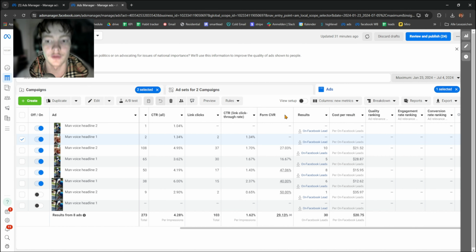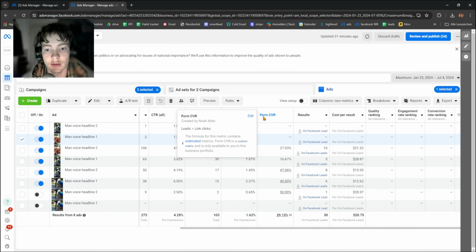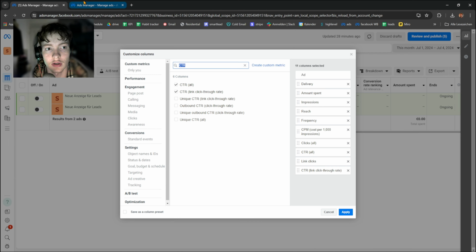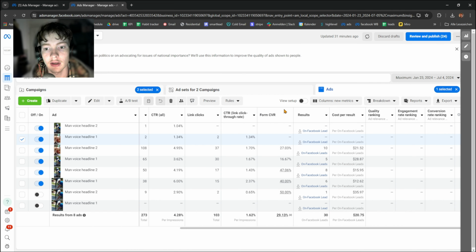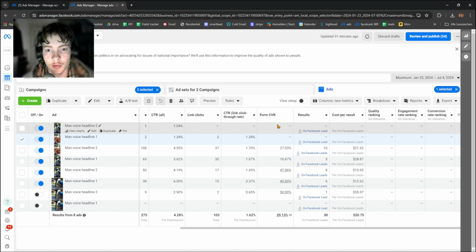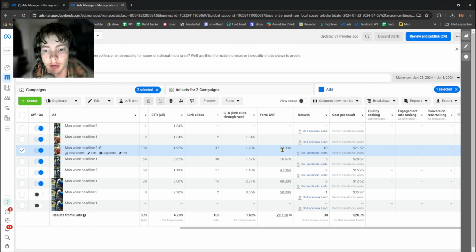Then what we have here is pretty interesting. This is a custom metric. When you search for it here, I called it a form conversion rate. I will have it, but you will not have it because you will have to create this, and I will actually show you how to create this. First of all, what this shows you is the percentage at which people are actually converting into leads.